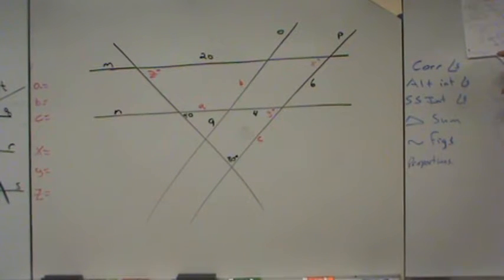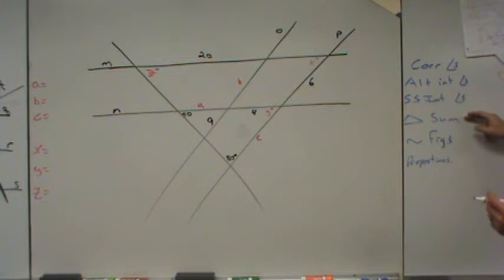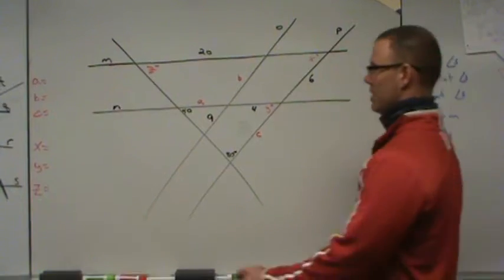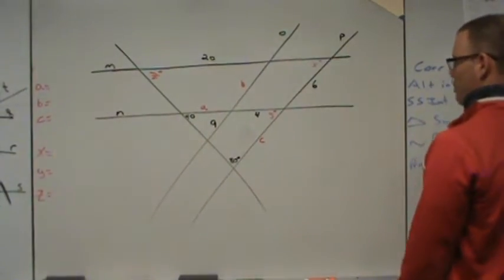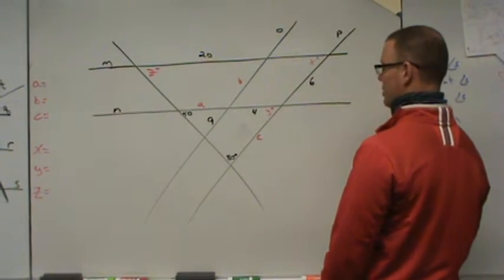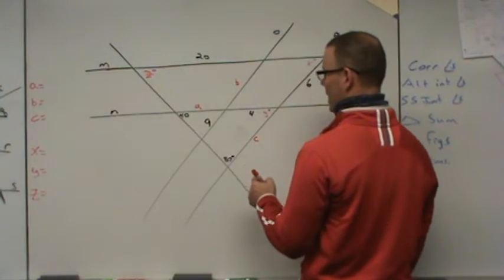If I'm finding side lengths, I'm probably going to use proportions or similar figures. If I'm finding angles, anything that's related to an angle is a possibility of what can be used. And there's numerous possibilities and there's numerous answers. I'm just going to justify why I said something. So in this, I'm going to look at A first. A and C are the hardest, to be honest. How am I going to find A?